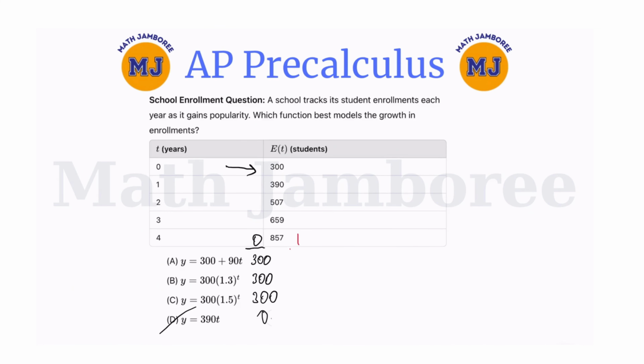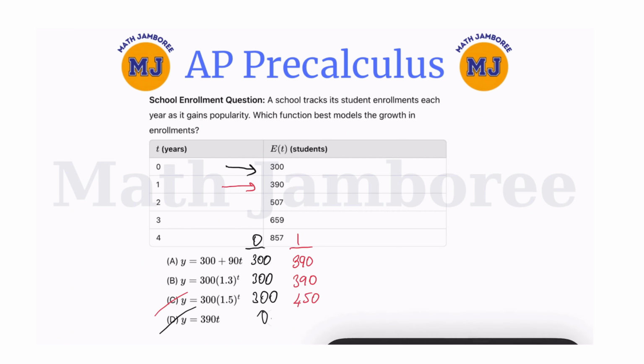Now I will substitute the second value, which is 1, in the given data. When I substitute 1, I'm supposed to get 390. In choice A, 90 times 1 is 90, plus 300 is 390. 1.3 to the power of 1 is 1.3, and when you multiply that by 300, you get 390. 1.5 to the power of 1 is 1.5. When you multiply that by 300, you'll get 450, which is not the value we're looking for, so we'll go ahead and eliminate that.